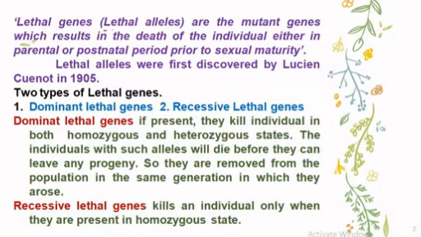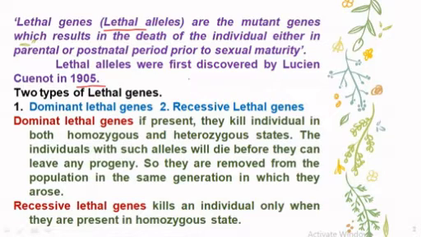Lethal genes, or lethal alleles, are mutant genes which result in the death of the individual either in the prenatal or postnatal period, prior to sexual maturity. So lethal genes or lethal alleles are mutant genes, where mutations have taken place, so that organisms having lethal genes die prior to sexual maturity. The lethal gene concept was first discovered by Lucien Cuénot in 1905.